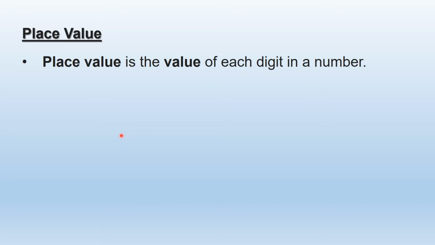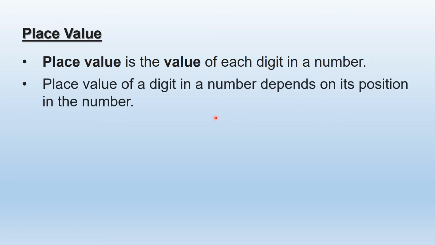Now let us understand the meanings of place value and face value. Place value is the value of each digit in a number. Place value of a digit in a number depends on its position in the number.